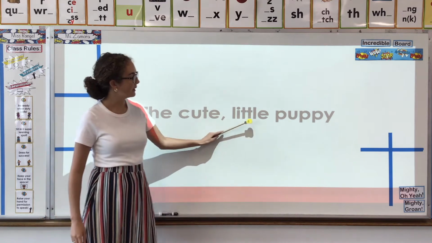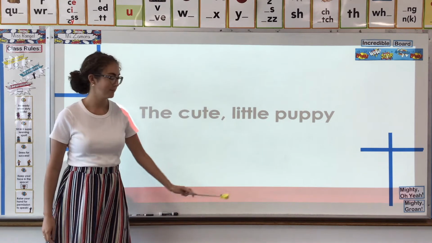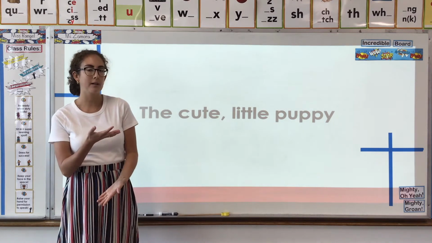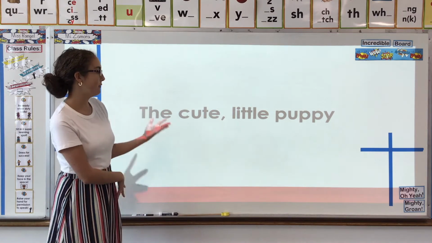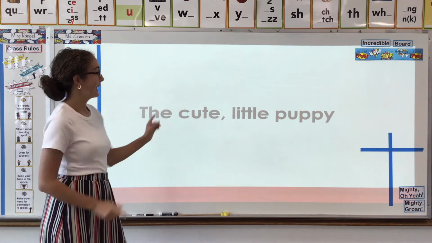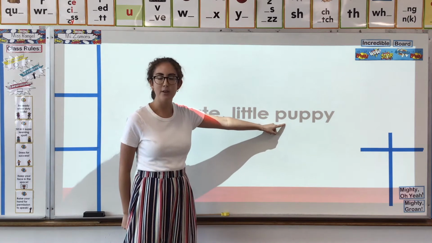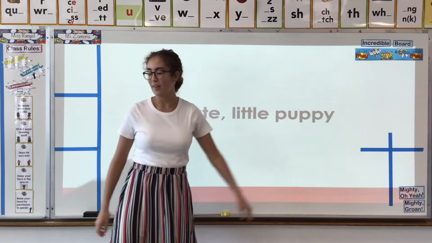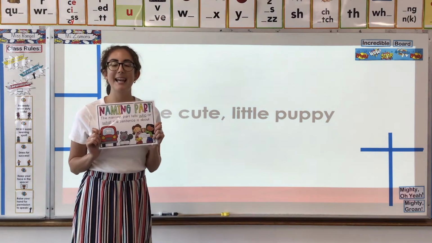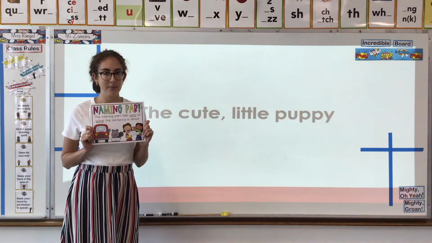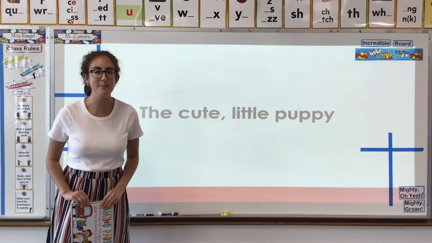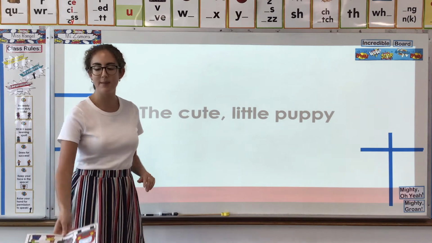The cute little puppy. Is that a naming or telling part? Is there a noun or a verb in this phrase? There's a noun, there's a puppy, that's a what? That's my character, so this is a naming part. It names what my sentence is about. So if I have my naming part up here, what's missing? What's the part that's missing?